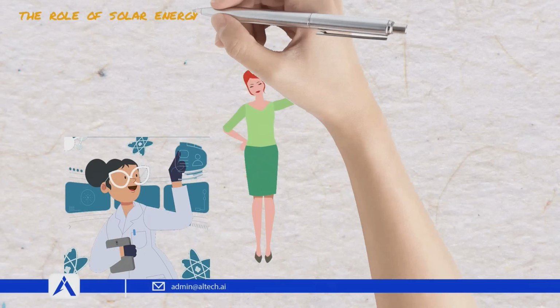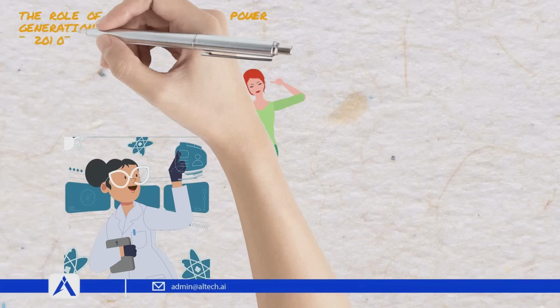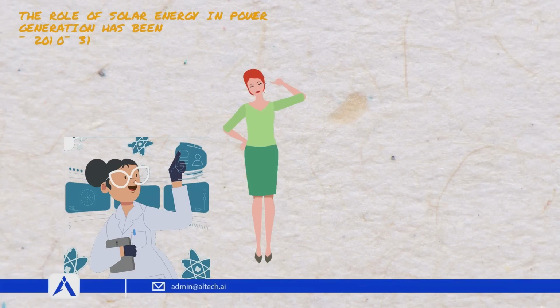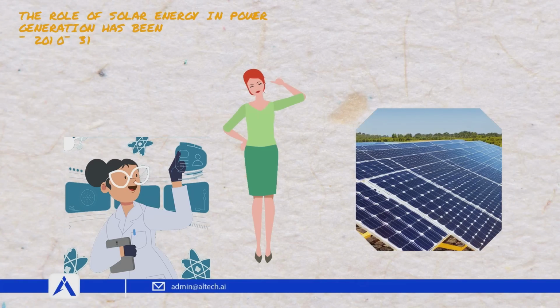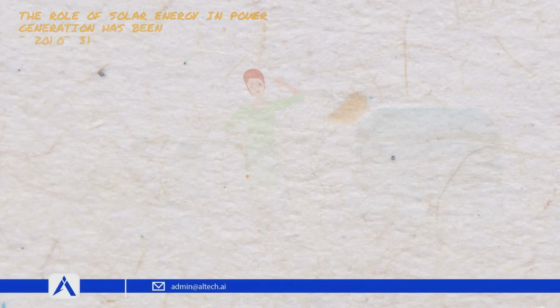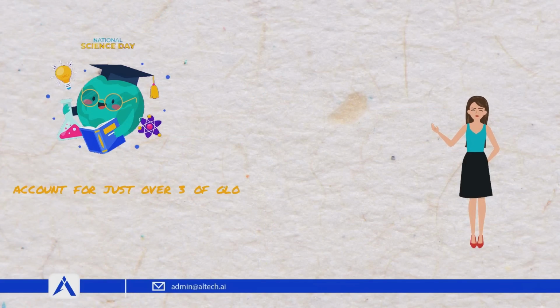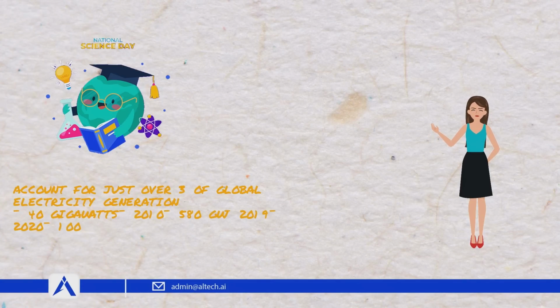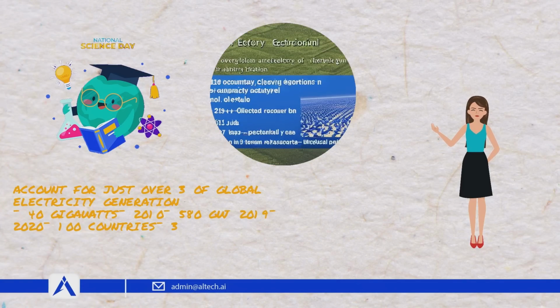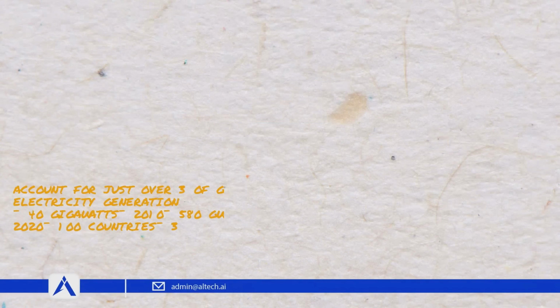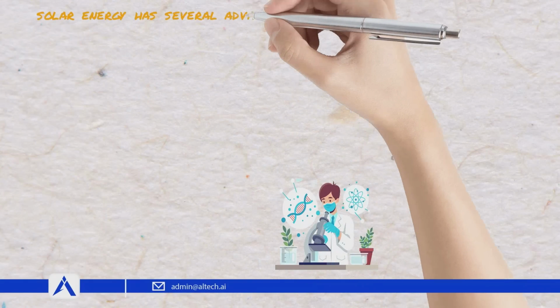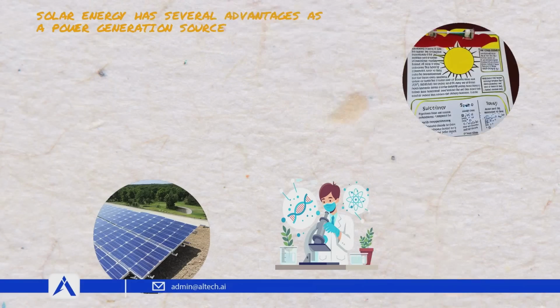The role of solar energy in power generation has been steadily increasing in recent years. According to the International Energy Agency, solar energy has been the fastest growing source of renewable energy since 2010, with an average annual growth rate of 31%. Global installed solar photovoltaic (PV) capacity has grown from 40 gigawatts (GW) in 2010 to over 580 gigawatts in 2019. As of 2020, solar PV systems are installed in over 100 countries and account for just over 3% of global electricity generation.